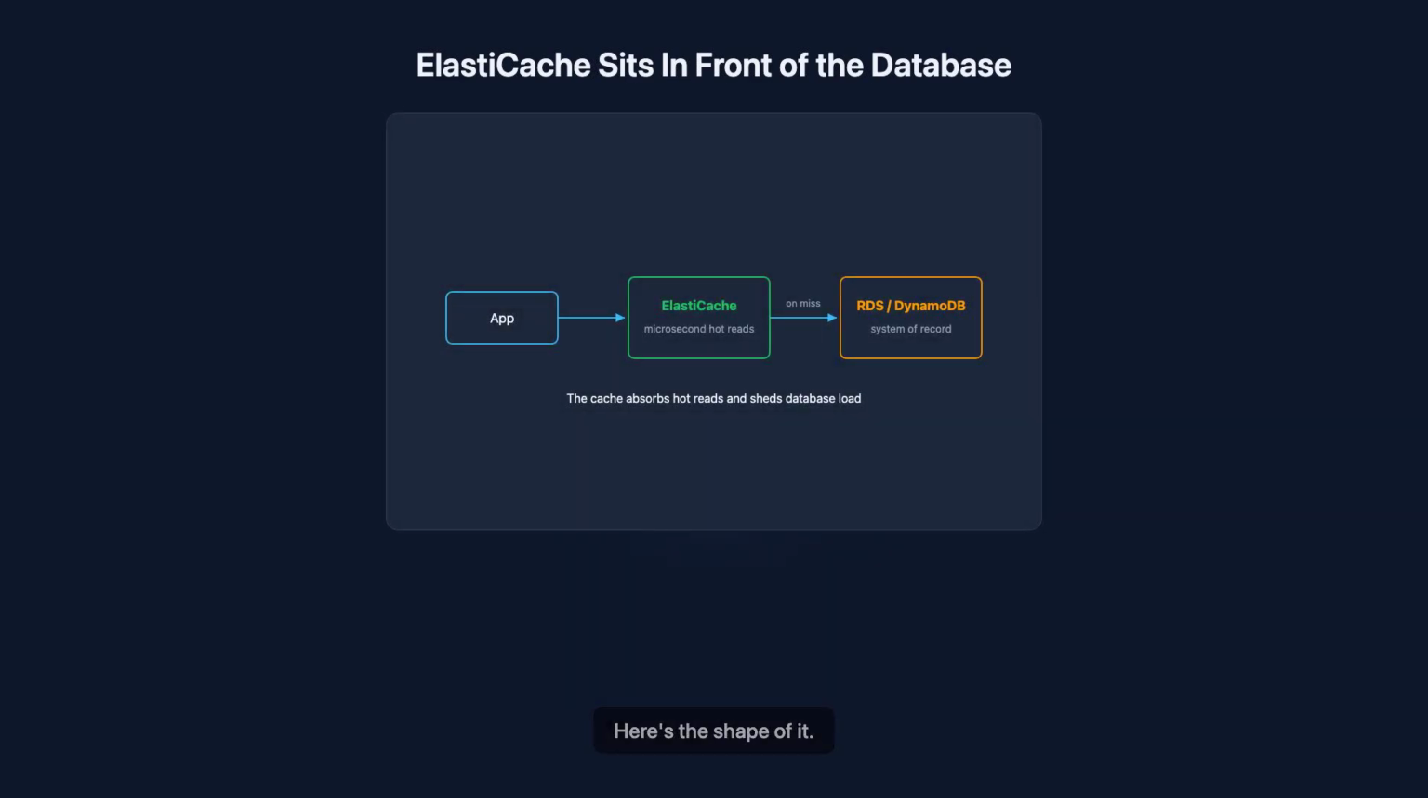Here's the shape of it. On the left, your application makes a read request. That request hits ElastiCache first, which serves hot data back in microseconds. Only when the cache doesn't have the item, a cache miss, does the request flow through to the system of record behind it, your RDS or DynamoDB database. So the cache absorbs the repeated, popular reads, and the database only sees the misses. The result is microsecond latency for hot data and a database that's been shielded from a flood of identical reads.